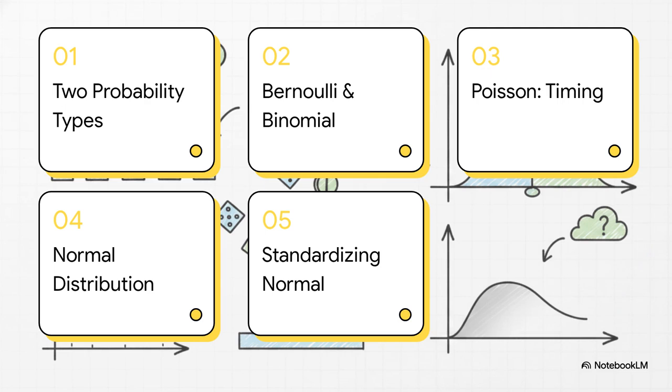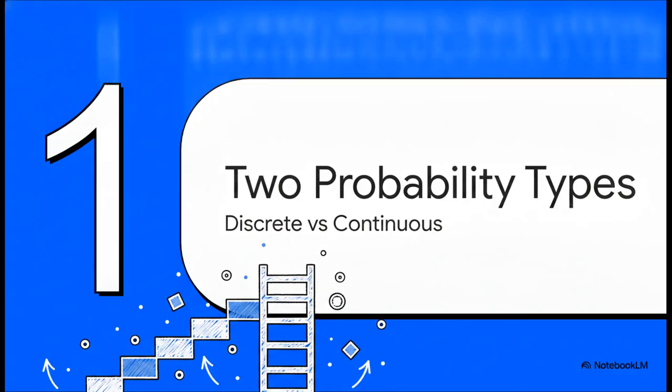So here is our roadmap for the explainer today. First, we'll cover the two types of probability, then we'll look at Bernoulli and binomial models, move on to Poisson, where timing is everything, then hit the continuous normal distribution, and finally wrap up by standardizing the normal curve. Okay, part one, the two types of probability. Let's start right at the bottom of our ladder with discrete versus continuous.